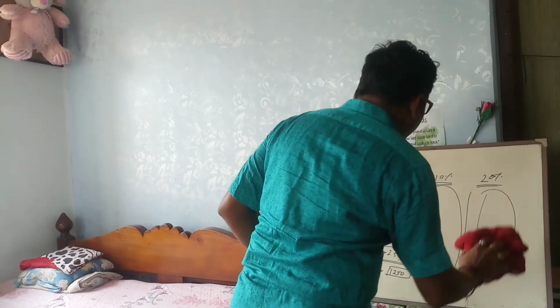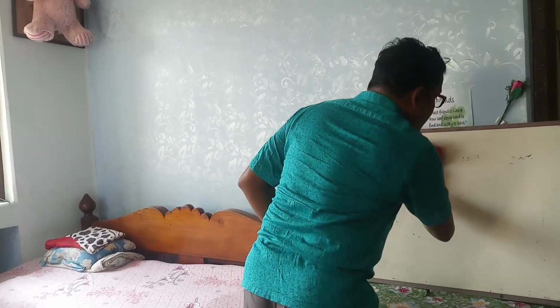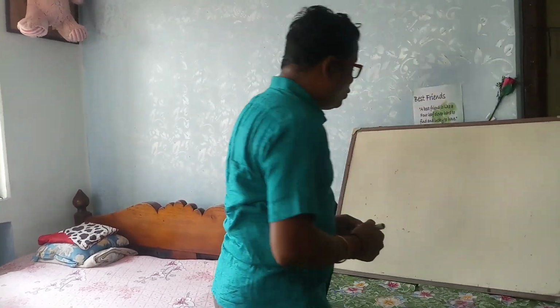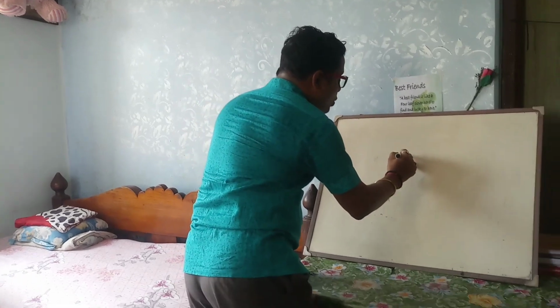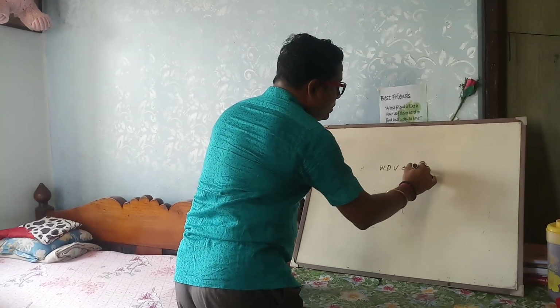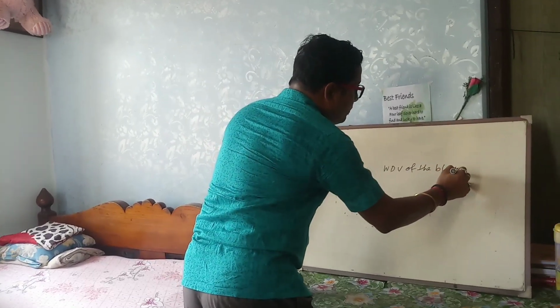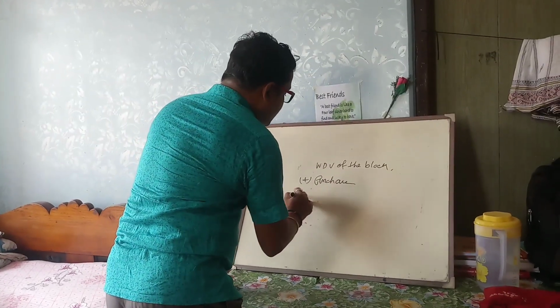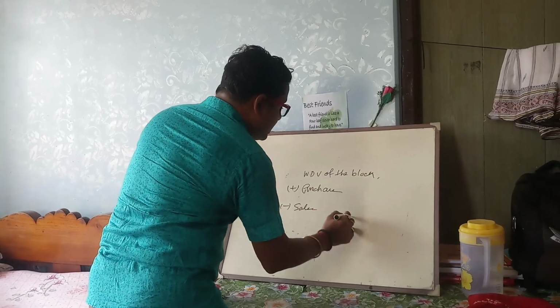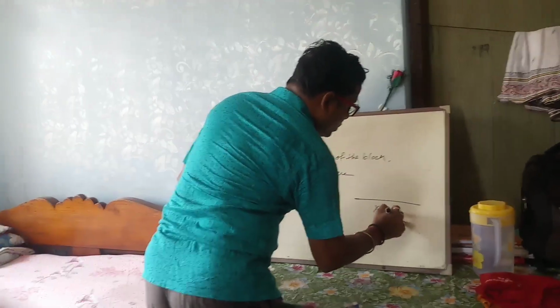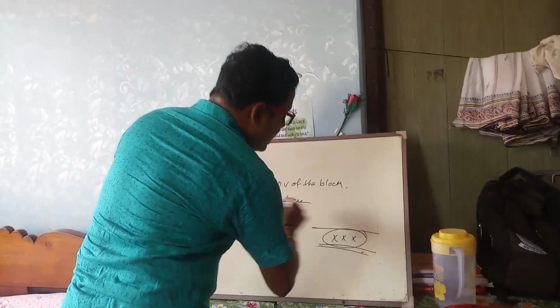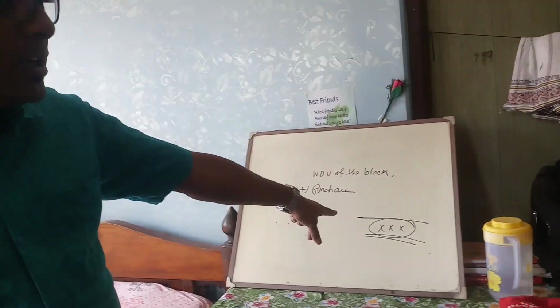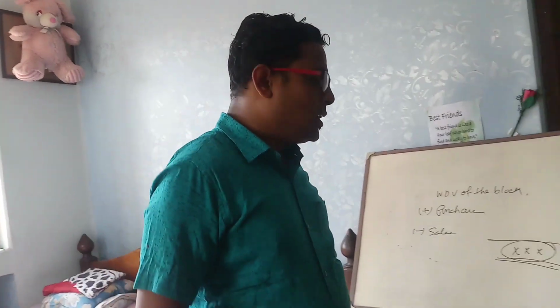The simple fact is, to calculate depreciation: WDV of the block, add purchase, less sale. The value left is the value on which the depreciation rate will be charged.